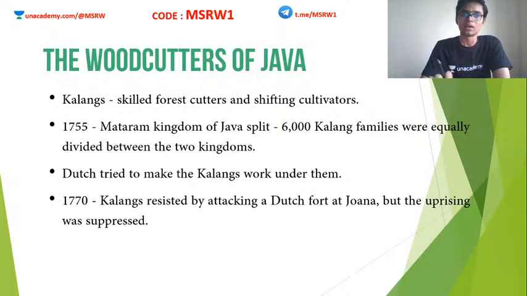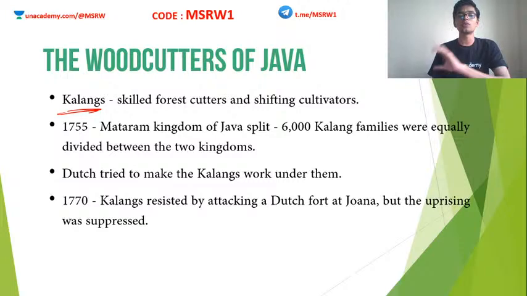Clear? Now, similar to India, here in Java also we see a lot of tribals. One such tribal group is known as Kalangs. Kalangs are skilled forest cutters. Okay, and they are also practicing shifting agriculture, shifting cultivation or jhum. So this group was very popular in the area of Java.